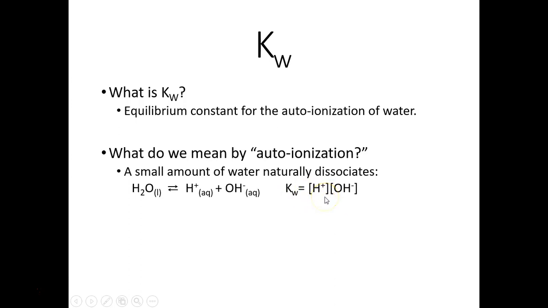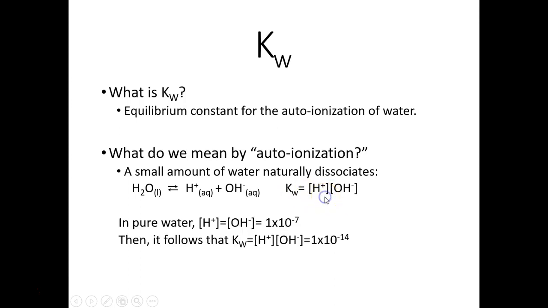Kw is equal to hydrogen ion concentration times hydroxide ion concentration. So in pure water, both the hydrogen and the hydroxide ion concentration are 1 times 10 to the negative 7. So the equilibrium constant for the dissociation of water, hydrogen ion concentration times hydroxide ion concentration, will be 1 times 10 to the negative 14. All right, and this is actually how the pH scale is derived.